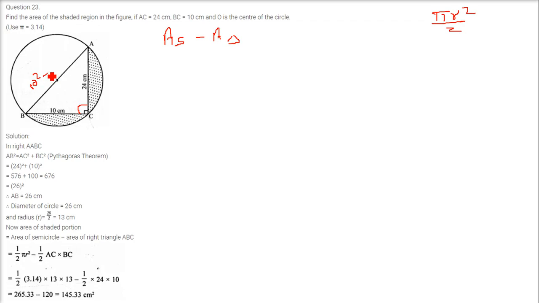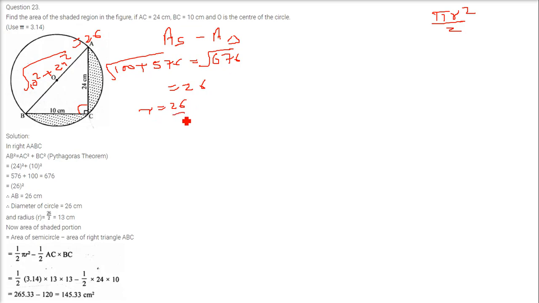This will be the square root of 10 square plus 24 square. 10 square is 100. 24 square is 576. And you take the square root. This is going to come as root 676, and this is 26. So you get the diameter as 26. So what will be the radius? It is 26 by 2, that is 13 is the radius.